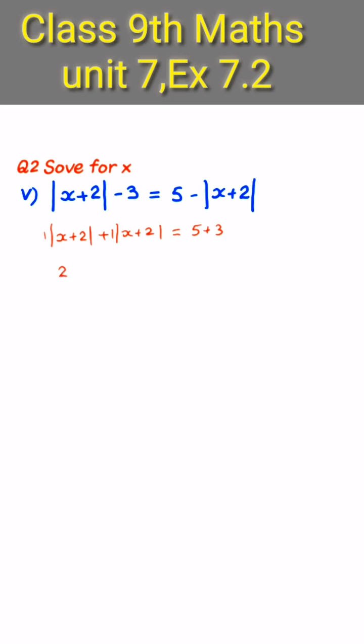We will get 2 absolute value of x plus 2 is equal to 8. So absolute value of x plus 2 will be equal to 8 by 2, which is equal to 4. So by definition, x plus 2 will be equal to plus minus 4.